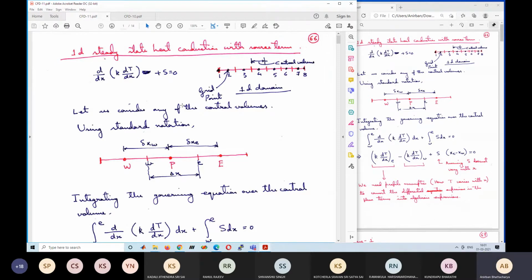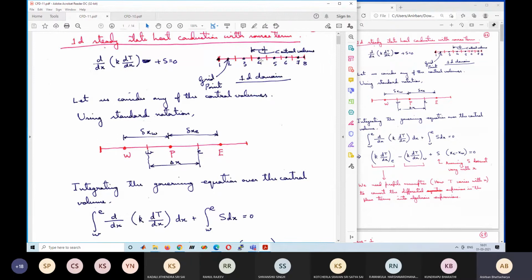Now we will consider any one of the grid points. It does not matter whether we consider 3, 4, 5, any one of the grid points. We will use the general notation which is used for this purpose in the books. In general notation, any representative grid point is denoted by the variable P, capital P. Say we are considering the grid point 4 and the control volume corresponding to grid point 4.